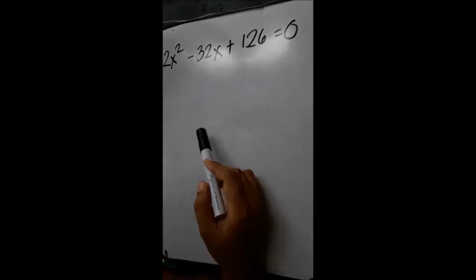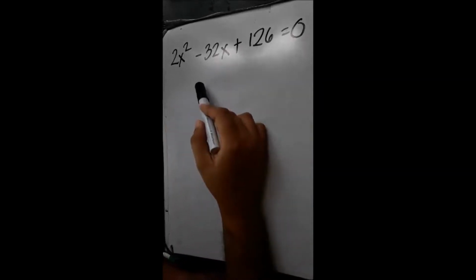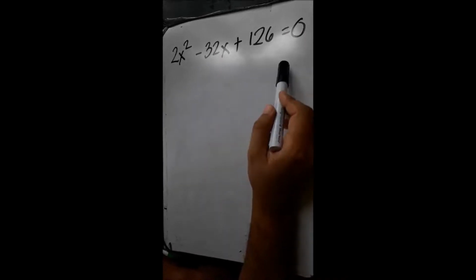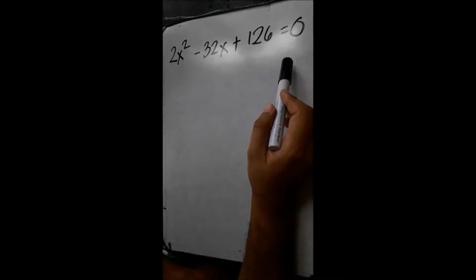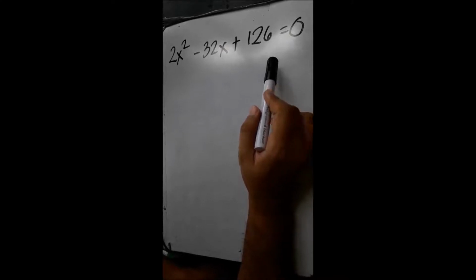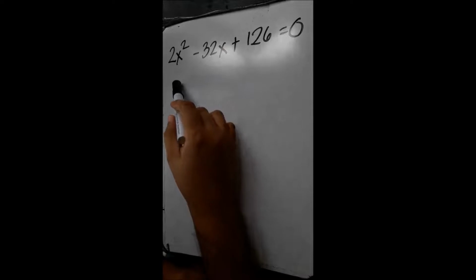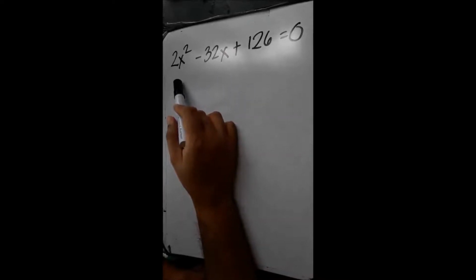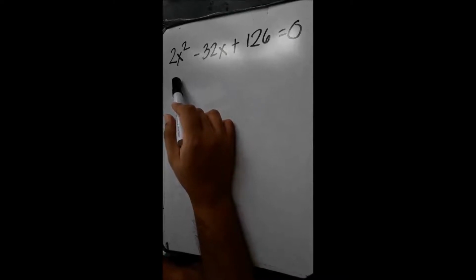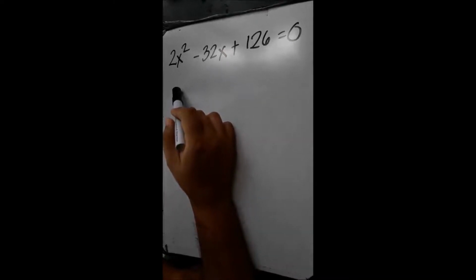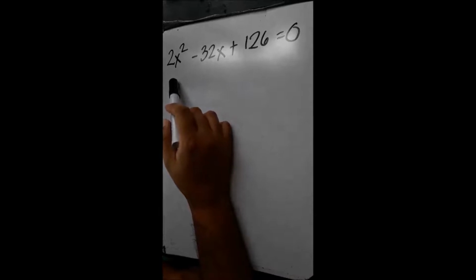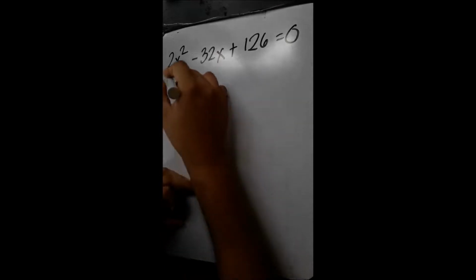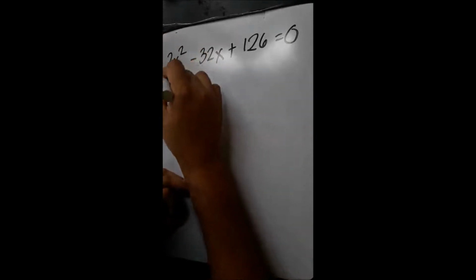For our third and last example, I have here 2x squared minus 32x plus 126 is equal to 0. Now here, this is different from the previous two examples. Here I have a coefficient on the x squared. So according to the method, we should be able to produce an equation that has a coefficient of 1 on x squared. So what I will do here is divide all of this by 2, or multiply this by 1/2.